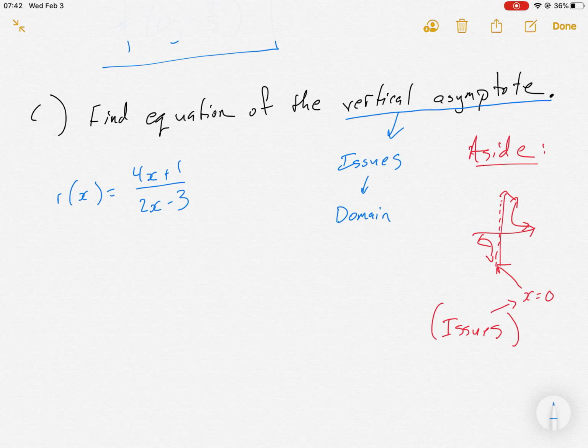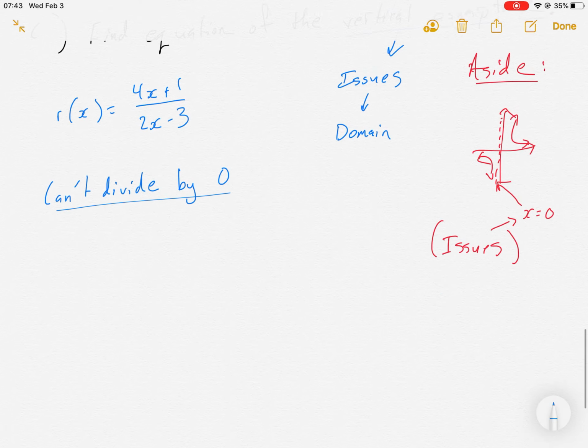Remember before I said we're going to worry about the 2x minus 3 later? Well, now we're going to worry about the 2x minus 3. We can't divide by 0. I've already spent a lot of time talking about this in other videos as well as this one. We can't divide by 0. So when we're discussing domain, we're thinking about what we can't do.